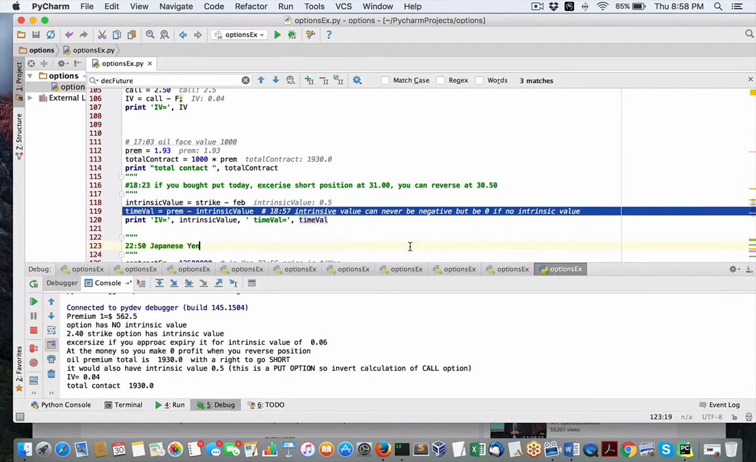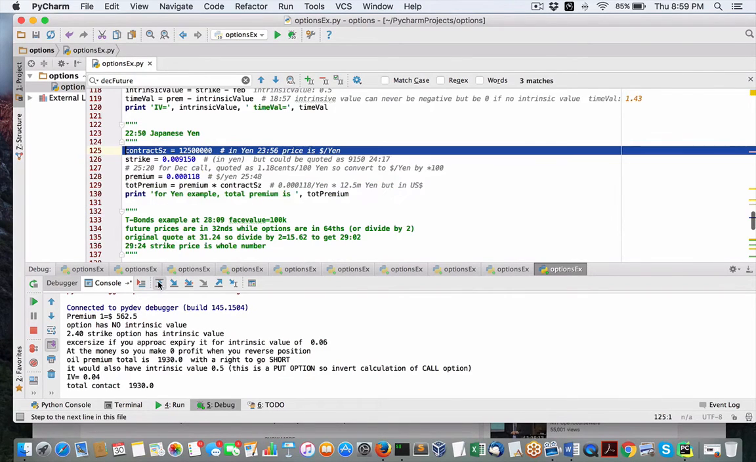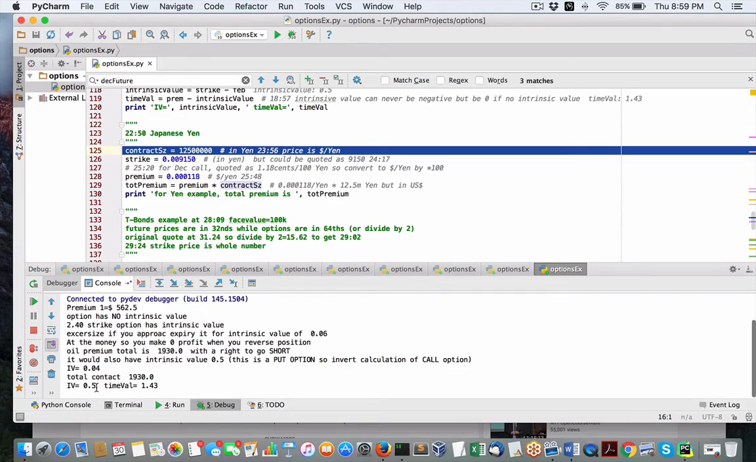Now here's the thing about time value. Time value equals the premium minus the intrinsic value. And just note here that the time value can only be 0 or positive, never negative. So let's display that. We know the intrinsic value is 50 cents, and the time value is $1.43.